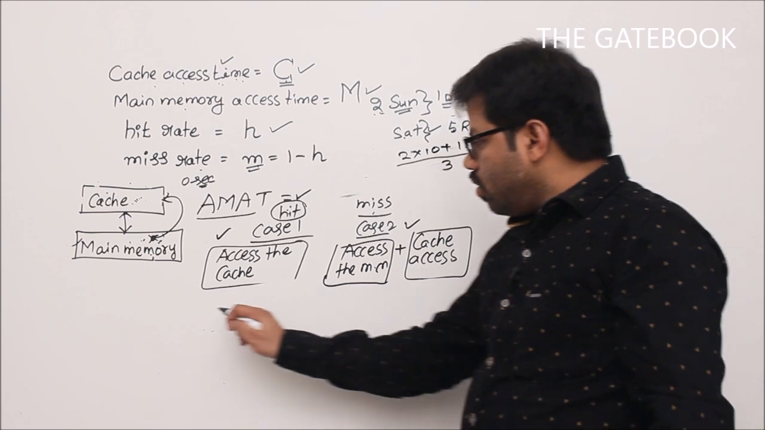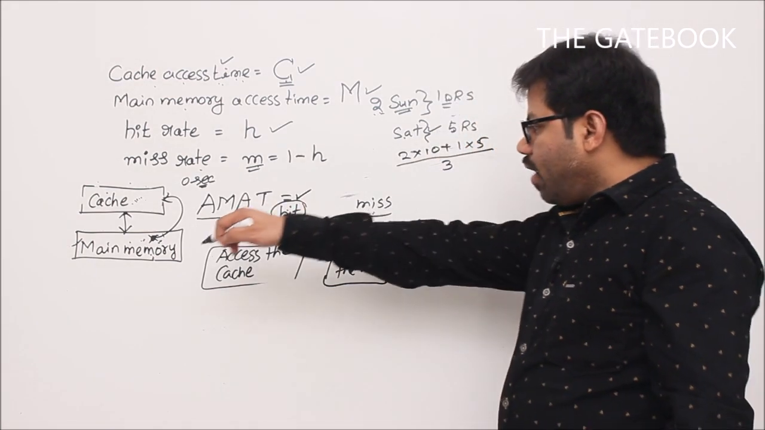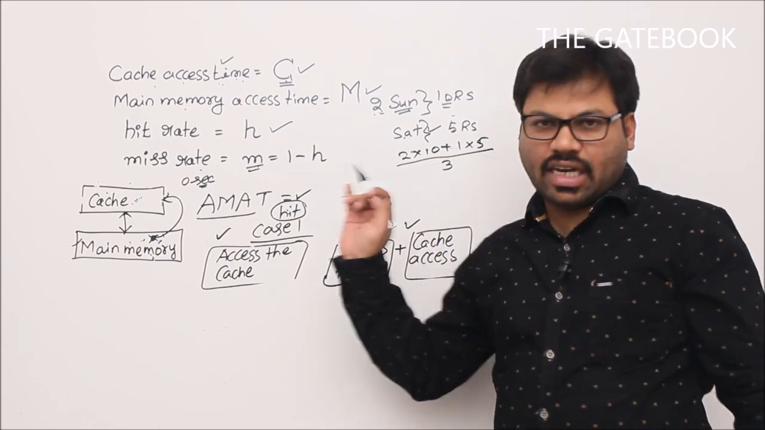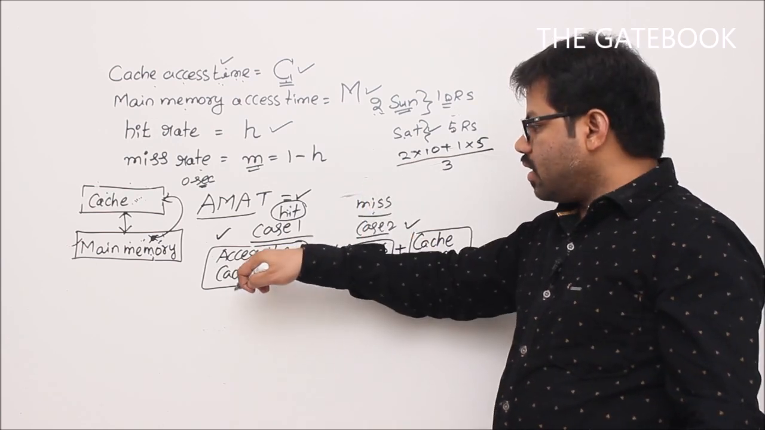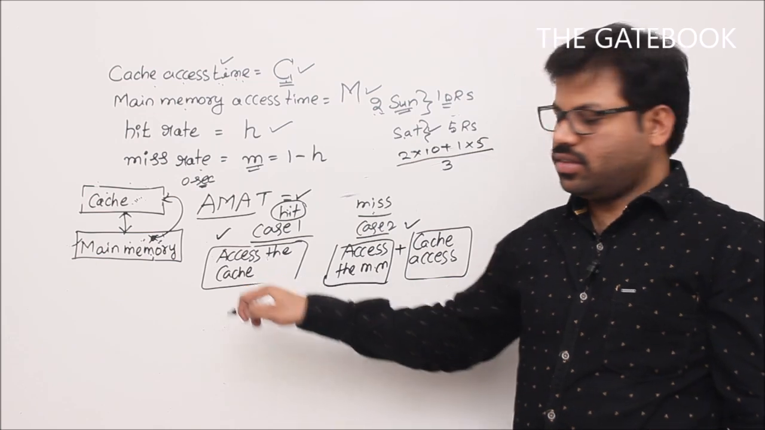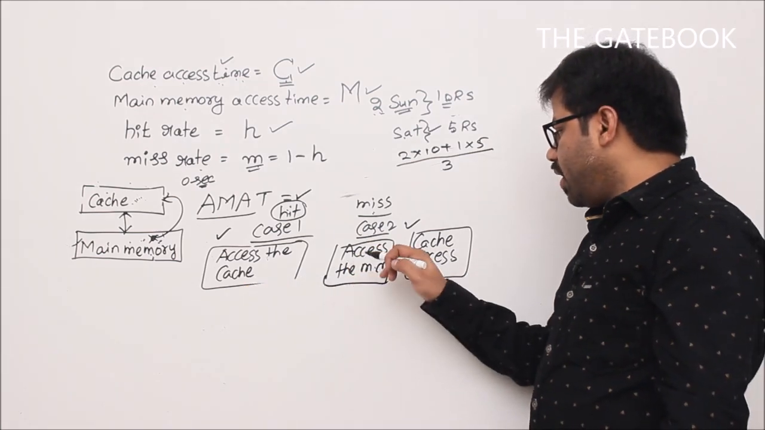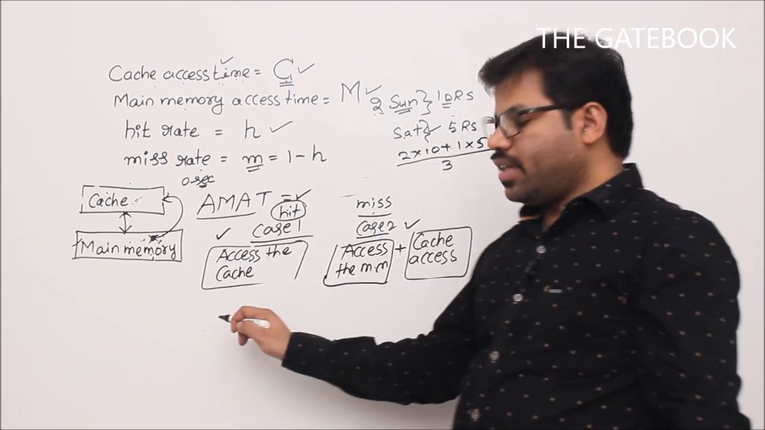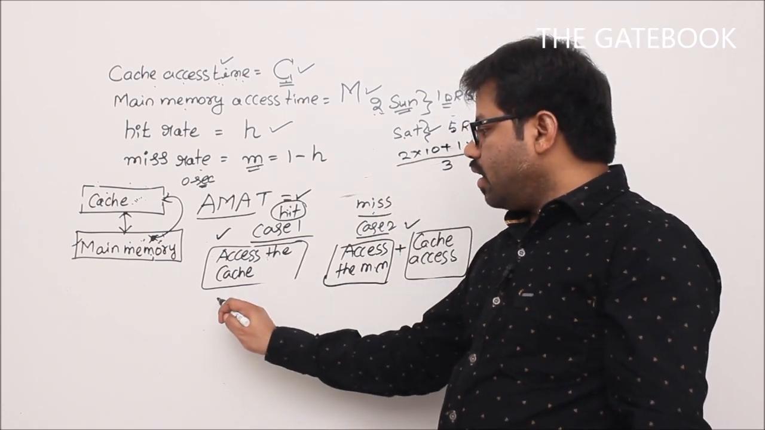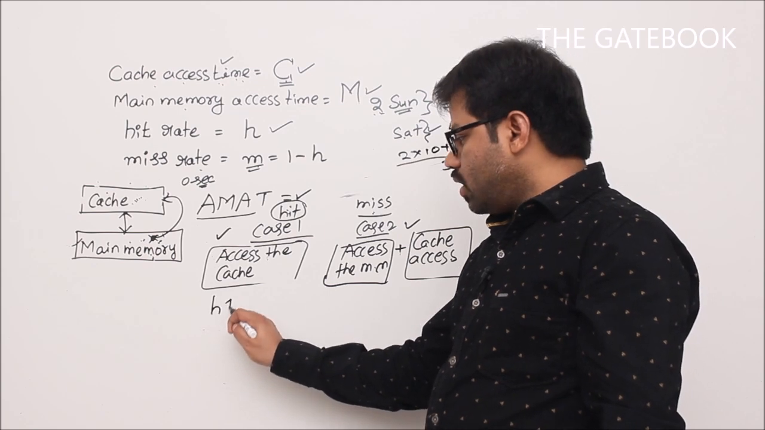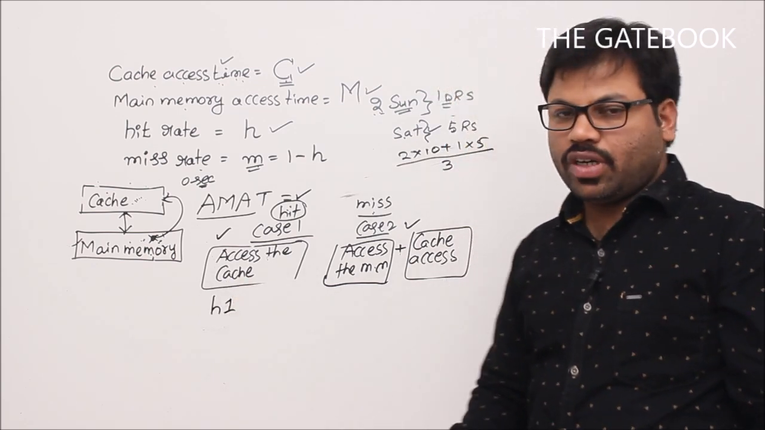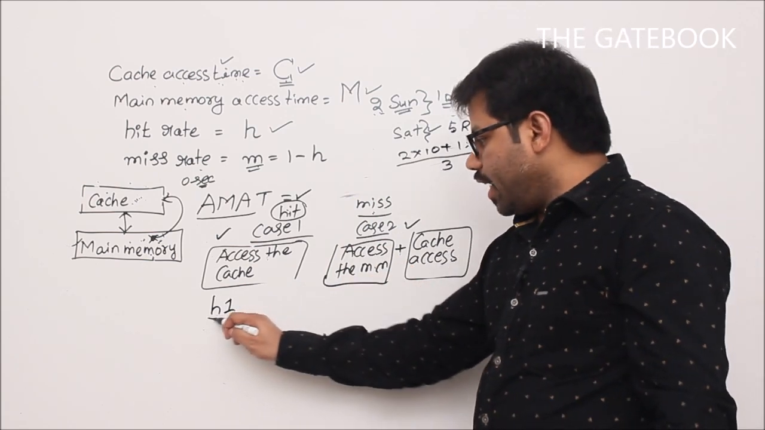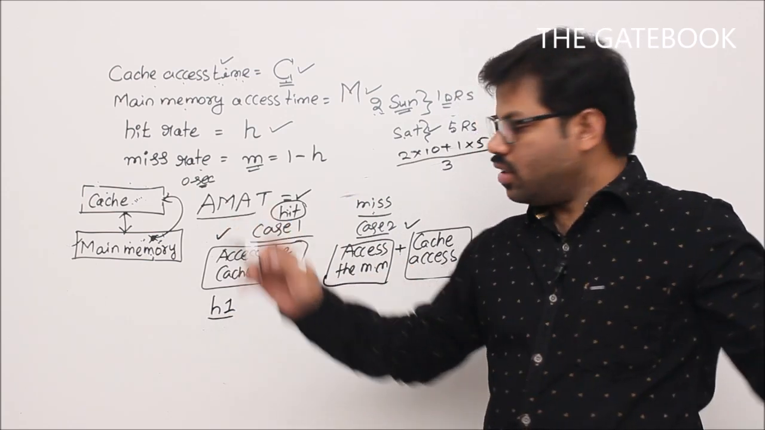So what I am doing is, number of hits I am assuming as Sundays, number of misses I am assuming as Saturdays. Accessing the cache is the penalty on the hit days, and accessing the main memory plus accessing the cache is the penalty on the miss days. Now the number of hits, let us assume that is h1. Just h1 is a new variable. What is that h1? It's not hit rate. It's the number of hits in the long run.